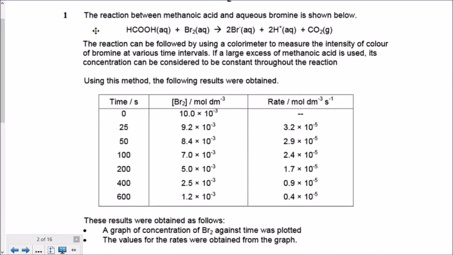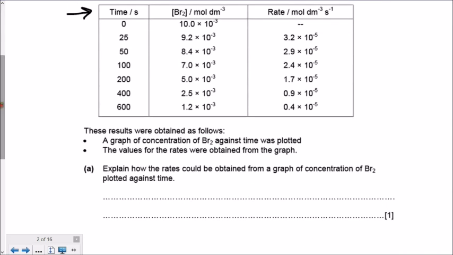Question 1 is a rates question. You can see that we've been given an equation, some information about the reaction that we don't really need to answer the question, and a table of some results. Underneath the table we have the first part of this question. It's telling us that the results were obtained by plotting a graph of concentration against time.